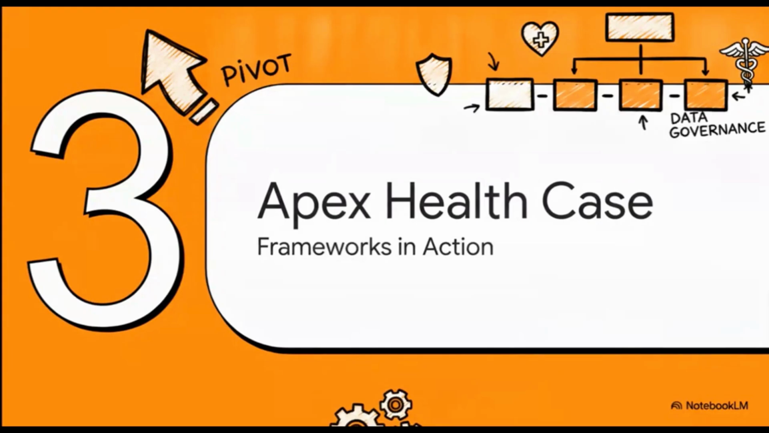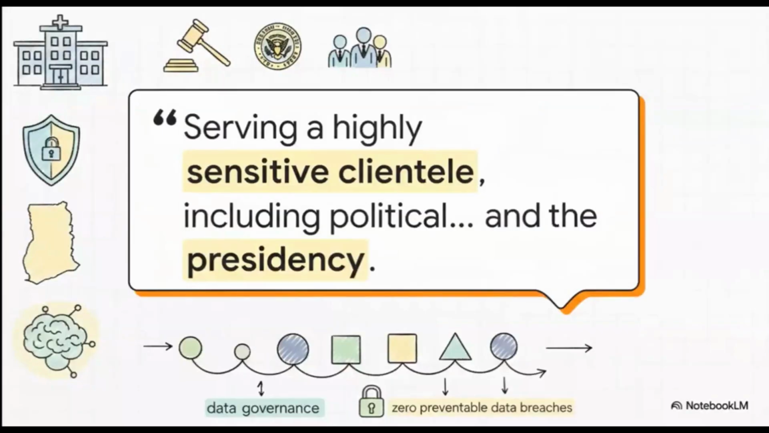Let's pivot to Section 3, Frameworks in Action, with the Apex Health case. So Apex Health is a premier hospital in Ghana, but it's not just any hospital. They serve a highly sensitive clientele: political leaders, the judiciary, the presidency itself. The stakes here are just astronomical. They absolutely have to comply with Ghana's Data Protection Act, Act 843, while guaranteeing 0 preventable data breaches. None. So how do we architect a system that guarantees that?